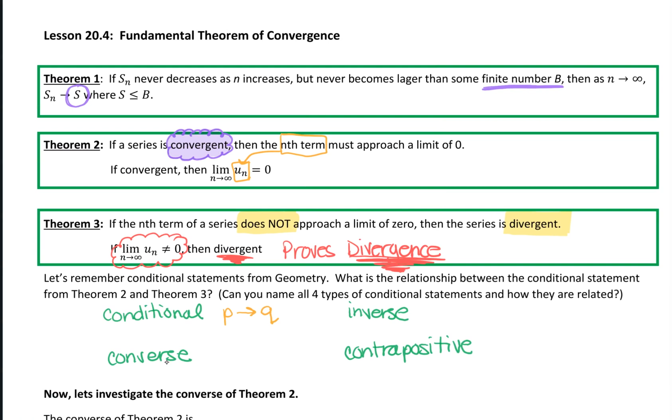So if you want to go ahead and see if you remember, pause the video right now and see if you can fill in the other 3 conditionals.